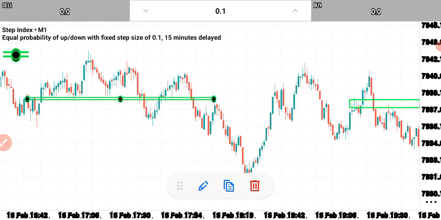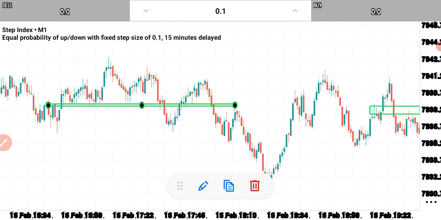This one, where we had a green light and then a red line. Of course, that was broken.